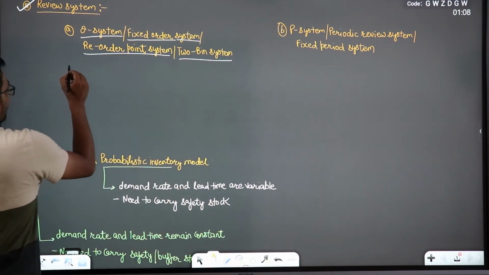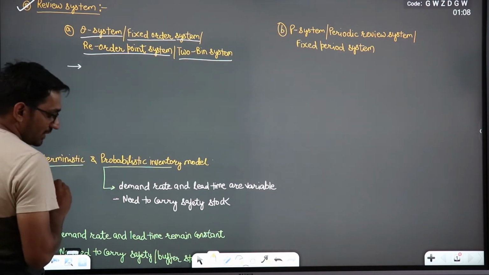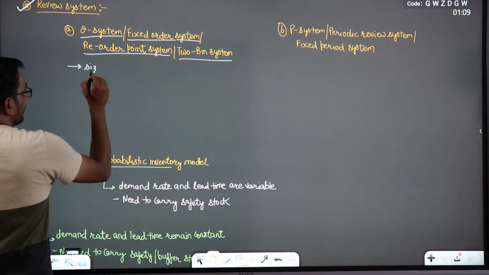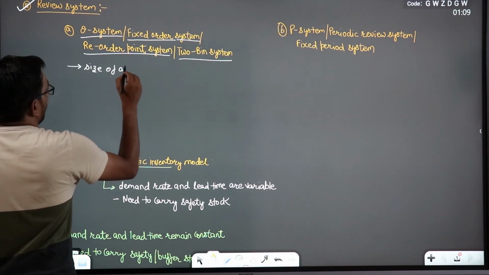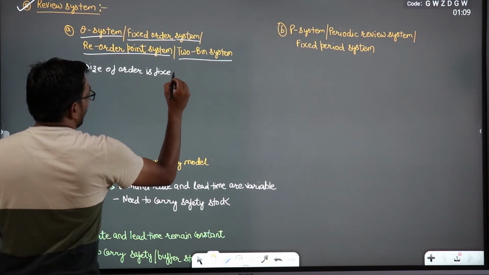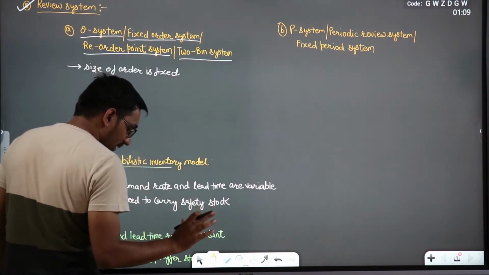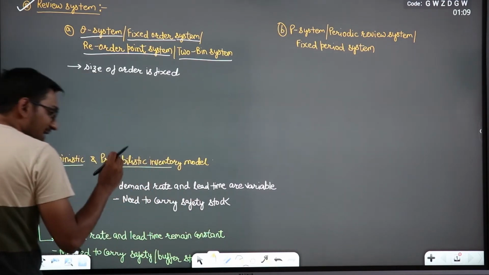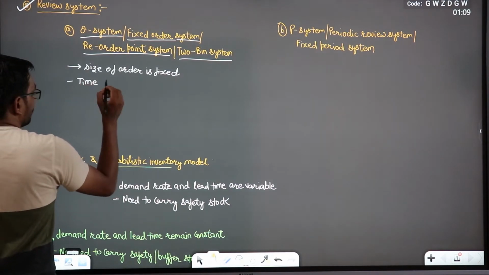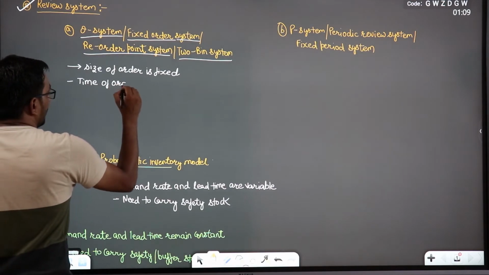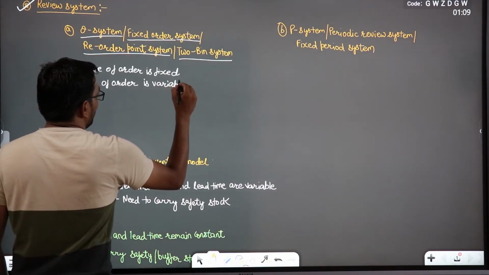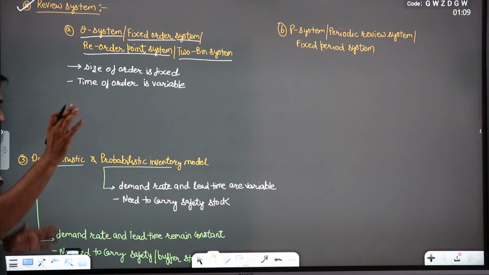We can say that in this Q system, or in this review system, the size of order is fixed. You know how much the size of the order will be, but in this system the time of order is variable. You don't know what the time of reordering will be, but you know that when you place an order, what the size of the order will be.